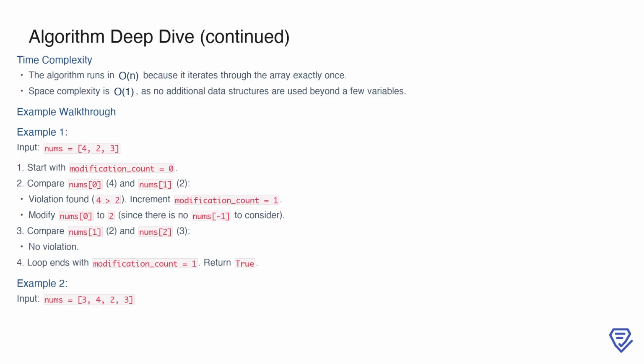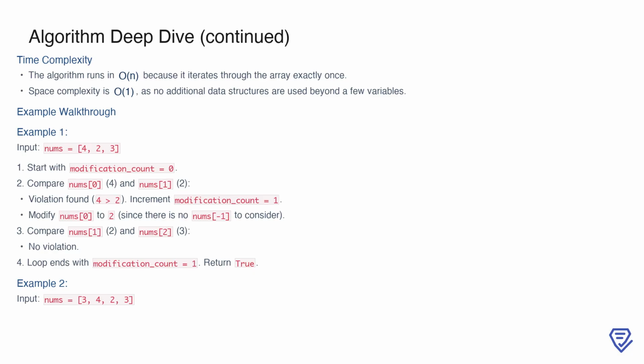To illustrate how the algorithm works, let's go through an example. For the input nums equals [4, 2, 3], we initialize modification_count to 0. Comparing the first two elements, 4 and 2, we find a violation because 4 is greater than 2. We increment the modification count to 1 and adjust the first element to 2, as there is no element before it to consider. Next, we compare the adjusted second element, 2, with the third element, 3.